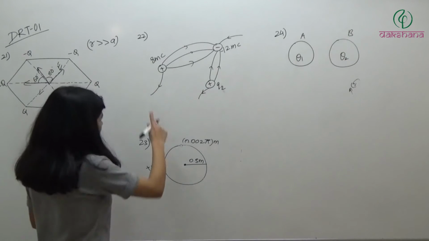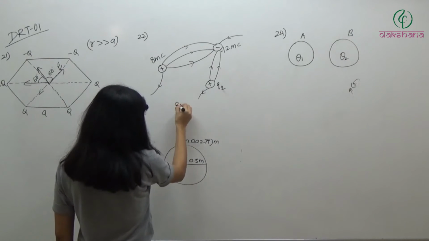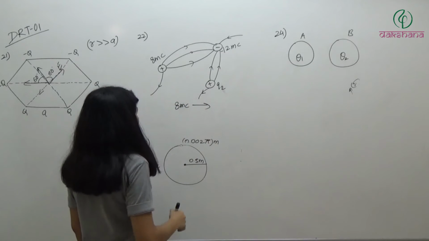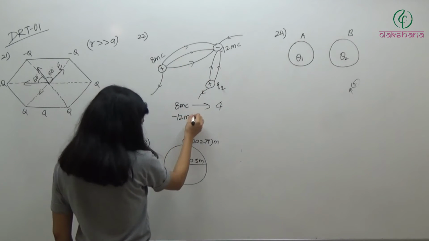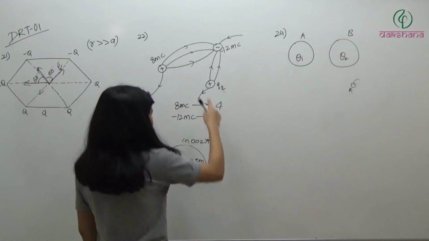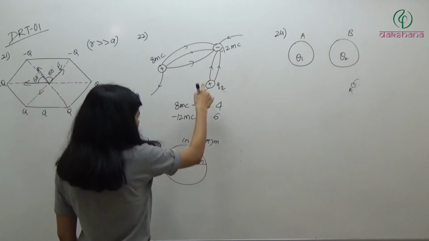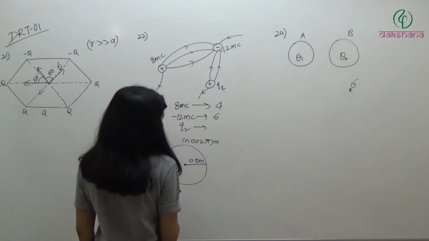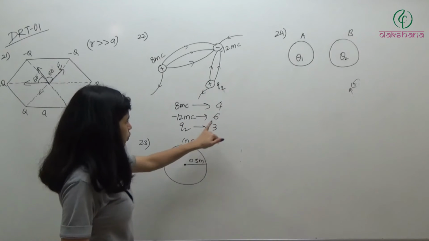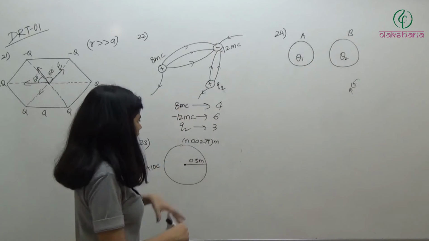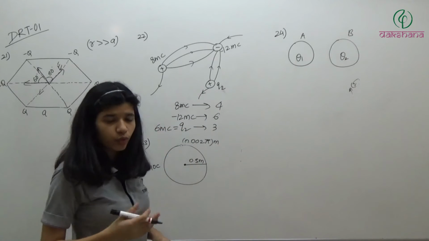So here, from the 8 millicoulomb charge, how many field lines do we have? 4. At the 12 millicoulomb charge, how many field lines are ending? 1, 2, 3, 4, 5, 6. And on Q2, how many field lines are generating from there? 3. So 6 corresponds to 12, 4 to 8, and 3 will be 6 millicoulomb. Like that only we are going to do.